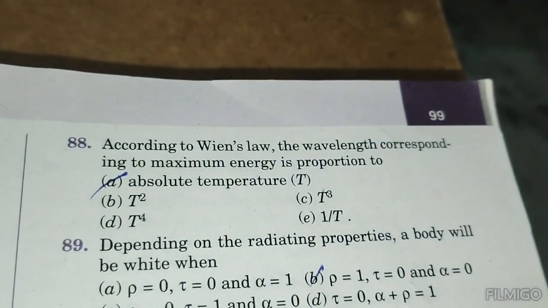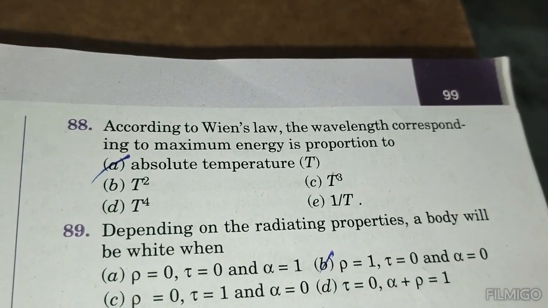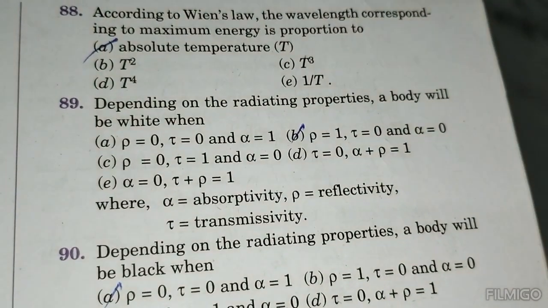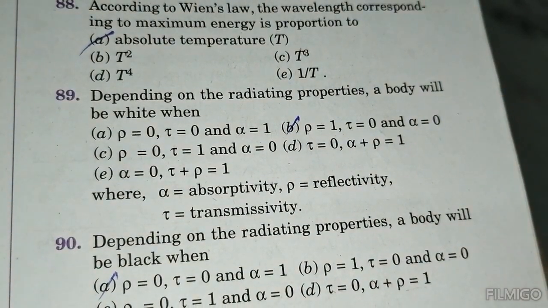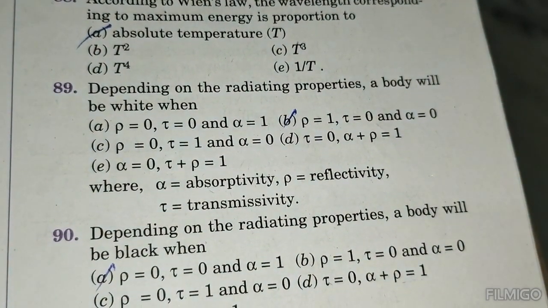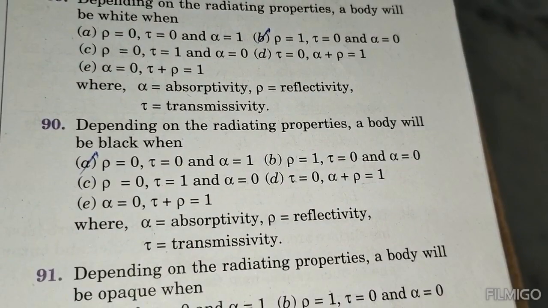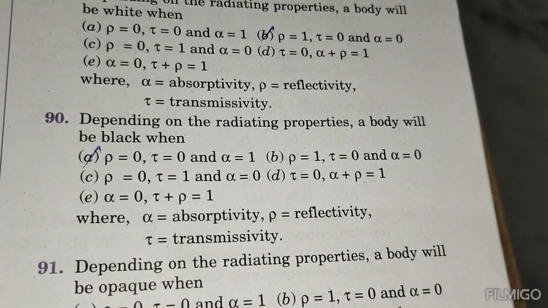According to Wien's law, the wavelength corresponding to maximum energy is inversely proportional to absolute temperature. Depending on the radiating properties, a body will be white when rho equals 1, tau equals 0 and alpha equals 0. Depending on the radiating properties, a body will be black when rho equals 0, tau equals 0, alpha equals 1.